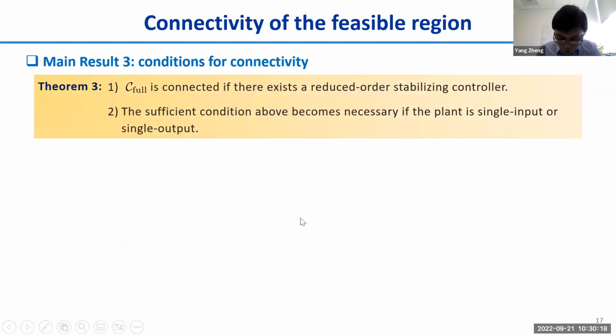And furthermore, we have a condition for connectivity. We prove that the set is connected if there exists a reduced-order stabilizing controller. Basically, if you can find a controller with internal state order less than the system state order, then we can prove the full-order controller set will be connected. This is a sufficient condition, and it becomes necessary if the plant is single-input or single-output. Basically, you only have a one-dimensional input or only a one-dimensional output.